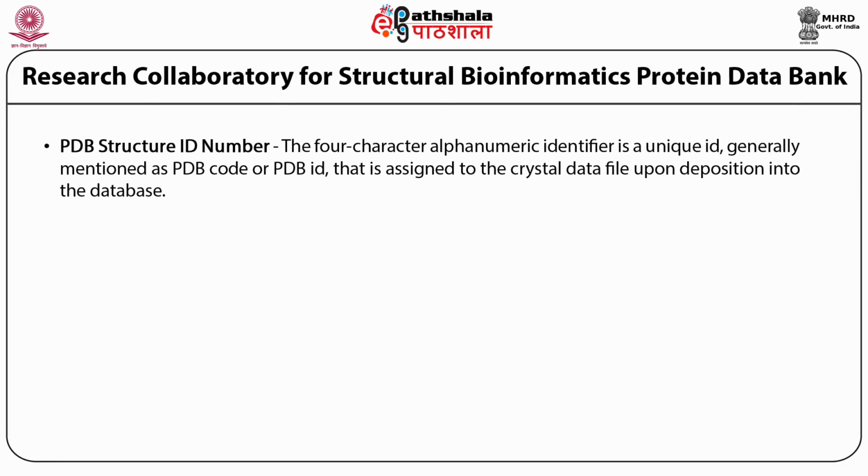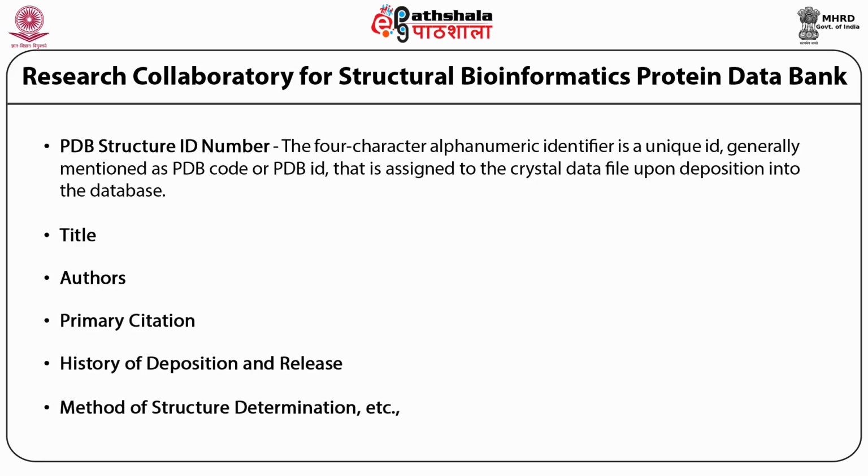PDB structure ID number is also called a PDB ID or PDB code. It's a 4-character alphanumeric identifier that is assigned to a particular dataset deposited to this database. It contains the name of the molecule, and information about the authors or researchers who were involved in purifying, crystallizing, and solving the structure. One can also check the method by which the structure has been determined, either X-ray crystallography, NMR, or electron microscopy.